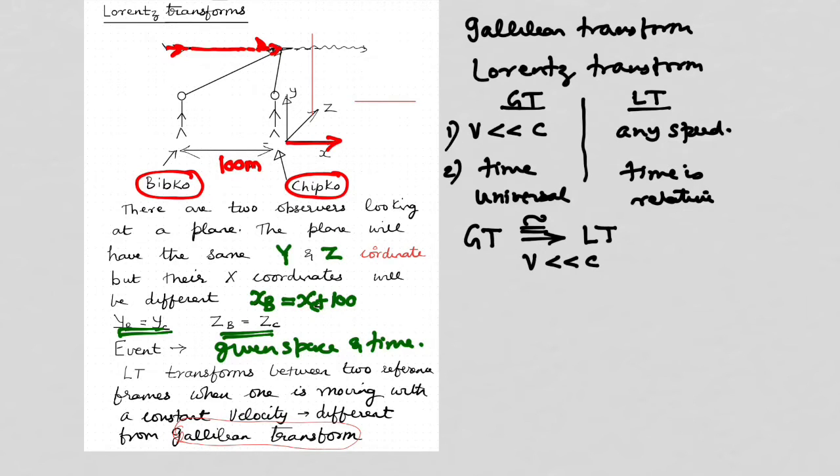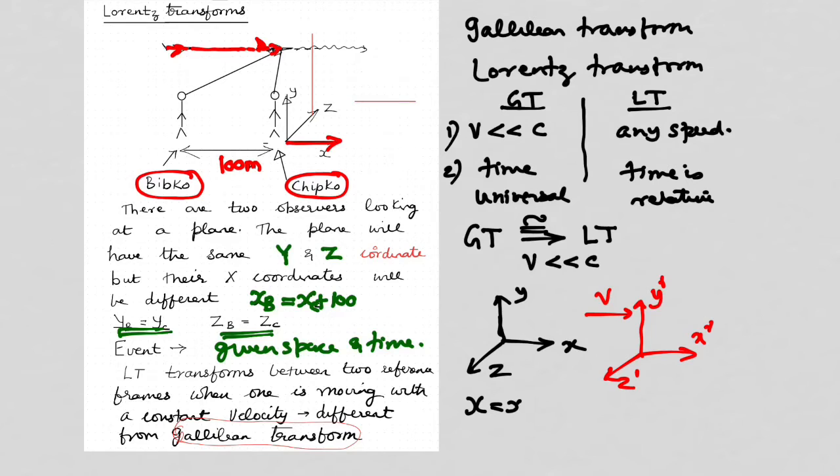So in the Galilean transform, what's going to happen is, suppose we have two coordinate systems, one here, which we'll call x, y, z, and the other one I will show in different color, which we'll call x prime, y prime, z prime, and this one is moving with a velocity v. Then the conversion is going to be something like this. x is equal to x prime plus v into t. The y and y prime will be same, z and z prime will be exactly same.